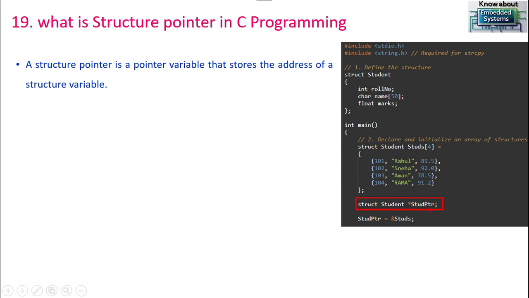Now this will become a structure pointer, and to this structure pointer I have to store the address of my structure. So in the last line of code, you can see that stud pointer is equal to the address of the student structure. This is called a structure pointer: a pointer which stores the address of a structure.